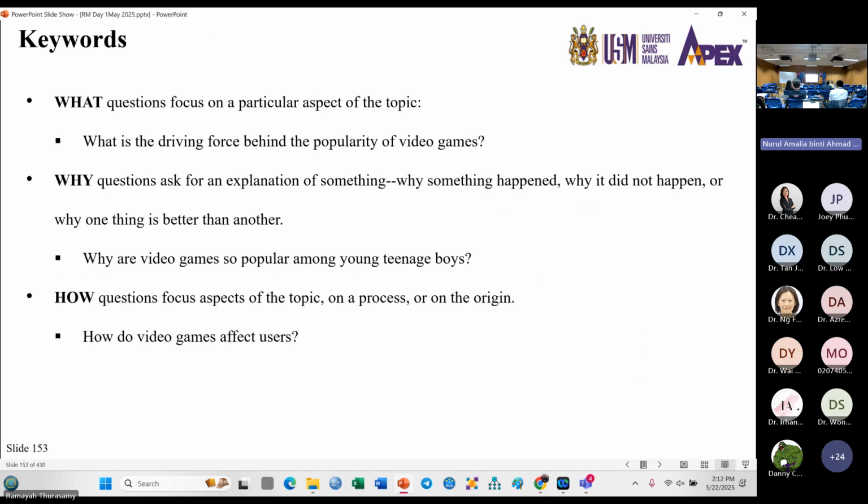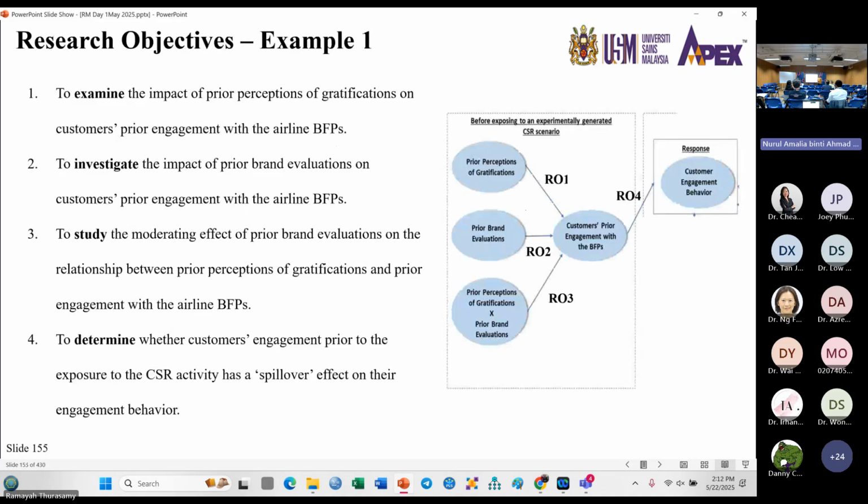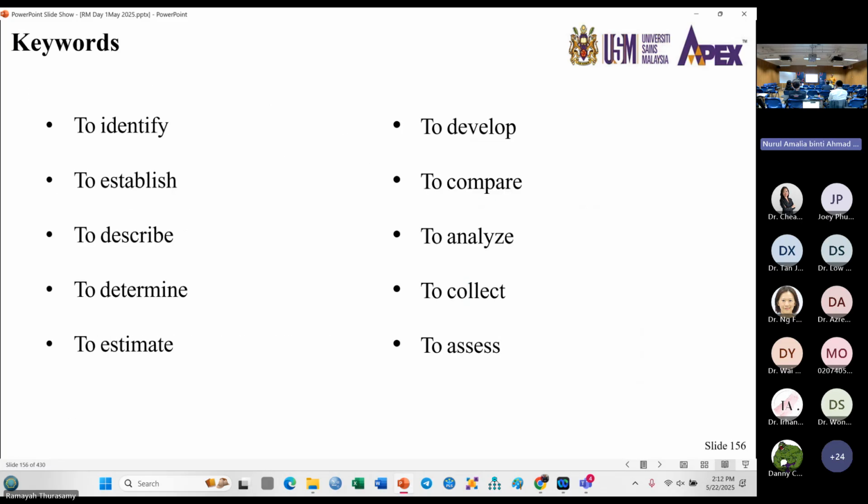So after you write the 4, these are the 4 matching research objectives. For research objectives also we have some keywords: examine, investigate, study, determine, right? These are some of the keywords you can get from it. There are many available, so you need to use them for mapping.